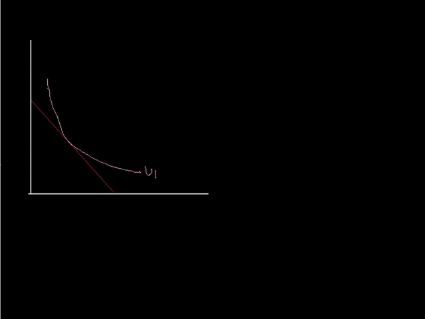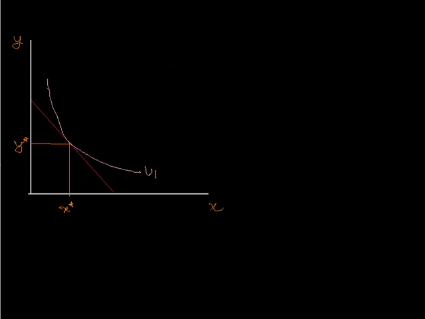Now the amount of x and y which are being consumed is given by this. Clear? So these are x star and y star. I haven't labeled the axes, I'm sorry. So these are x and y. He is maximizing his initial utility at x star, y star.